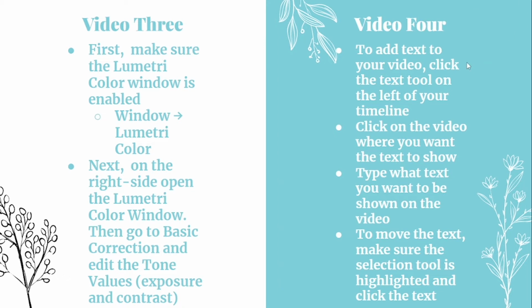For video 4, to add text to your video, click on the text tool on the left of your timeline. Click on the video where you want the text to show. Type what text you want to be shown on the video. To move the text, make sure the selection tool is highlighted and click the text.